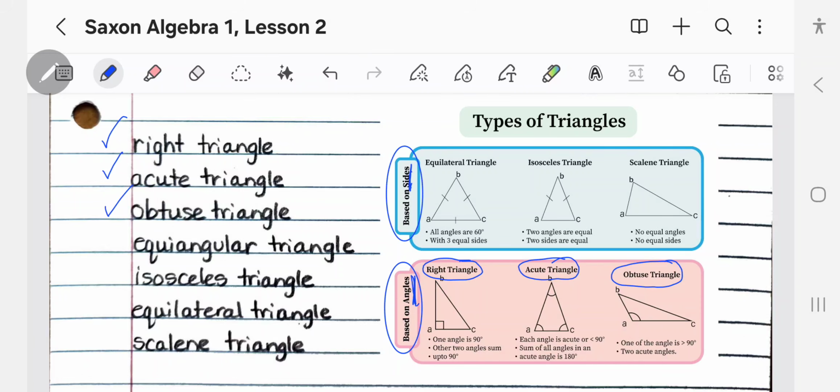But we could also talk about them based on their sides. An equilateral, actually first here is an equiangular triangle. We're going to talk about that one in just a second. We'll come back to that one. Let's talk about an equilateral. We'll jump down to this one right here. Equilateral triangle just means all the sides are the same, okay?